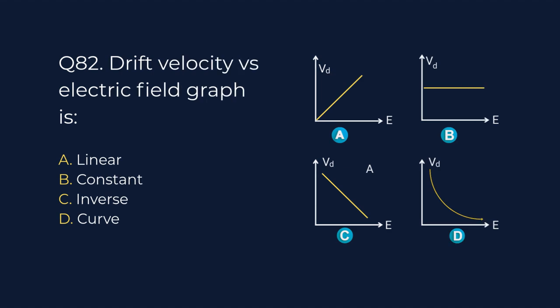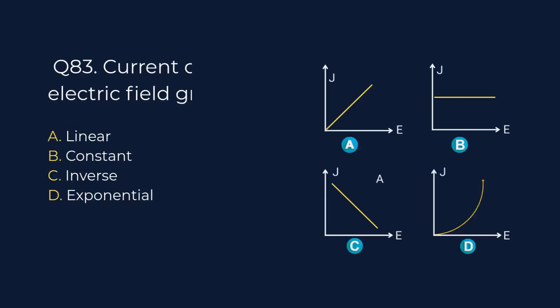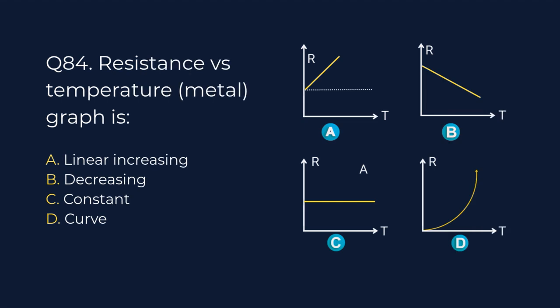Question 82. Drift velocity versus electric field graph is option A, linear. Option B, constant. Option C, inverse. Option D, curve. Question 83. Current density versus electric field graph is option A, linear. Option B, constant. Option C, inverse. Option D, exponential.